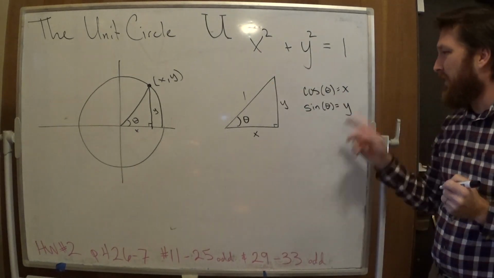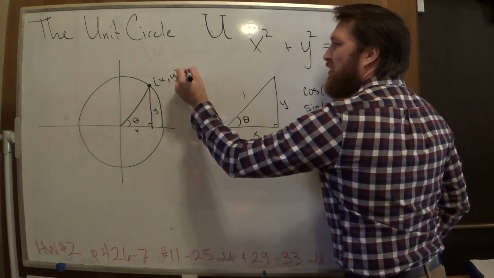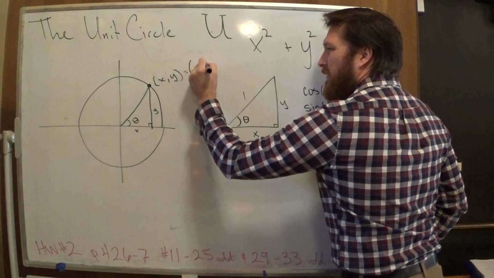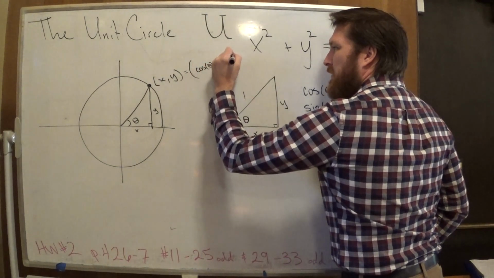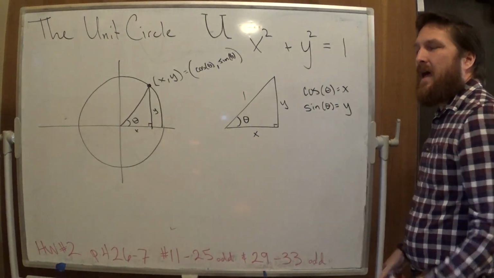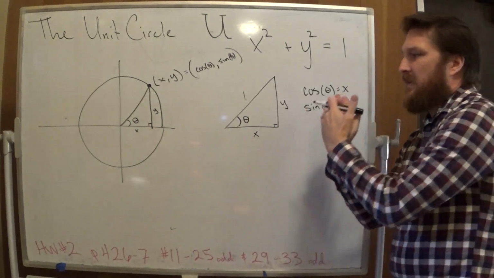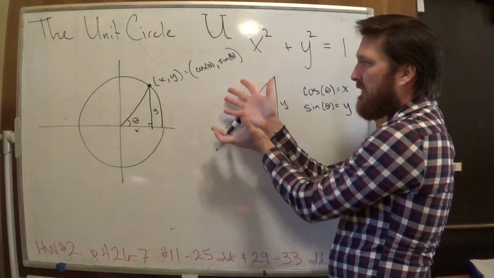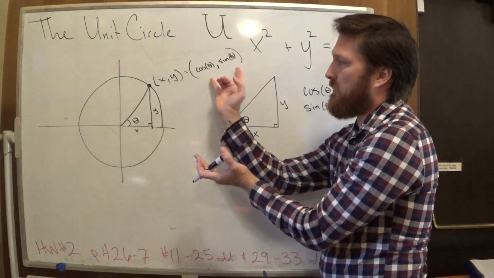x is equal to cosine theta. y is equal to sine theta. So check that out. It looks like every point on the unit circle can be written as cosine theta, sine theta. As of right now, though, all we've talked about is that it only works for acute angles thus far. But this is going to give us a way to extend this definition of these functions.